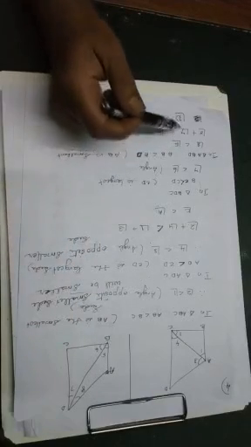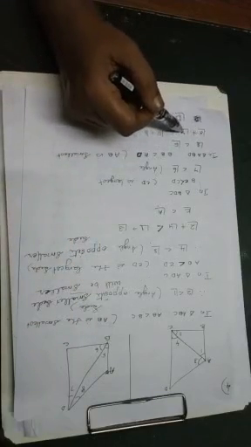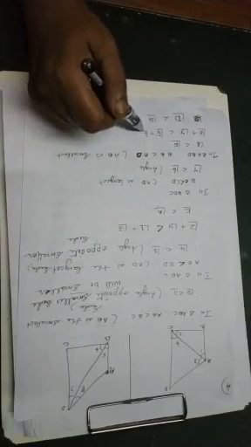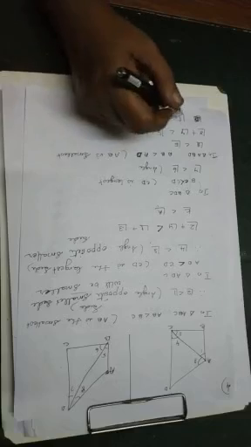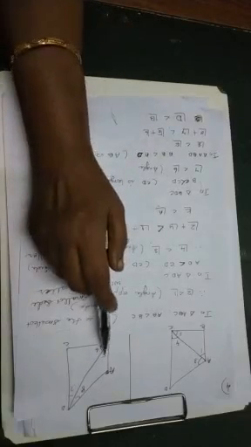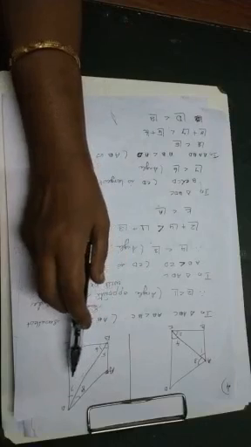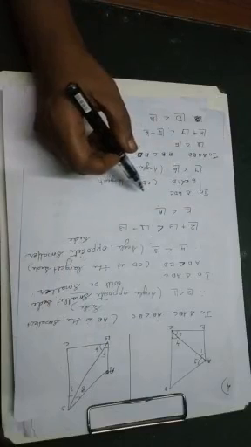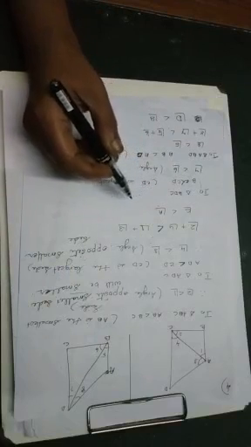When you are adding these two, angle 8 plus 7 will be less than angle 5 plus 6. That is, angle 8 plus 7 means D is less than B. So we have proved that too, as given in the question.